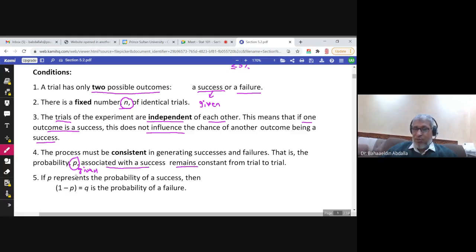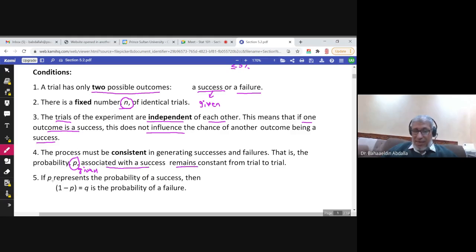P is given, which is 0.4. N is given, which is 20. And he can ask his question. What is the probability of obtaining 5 of 20 would be non-Saudi, or 12 of 20 would be Saudi? We will be able to answer this question in a while.